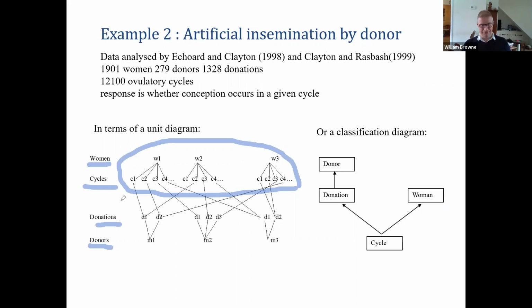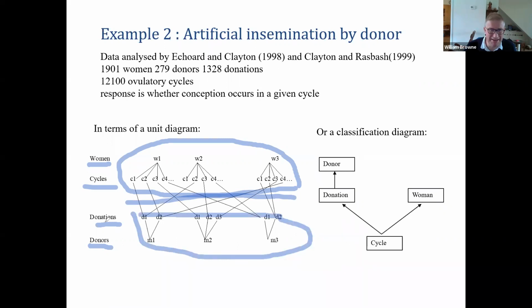So in this bit of the model, we have lots of crossing, and down here we have a nice nested structure again. Donations are nested within donors, and we can represent that in the classification diagram over here. We've got cycles at the bottom, crossed between donations and women, and donations themselves are nested within donors. It's nice to have this classification diagram to show people what's going on in the structure.